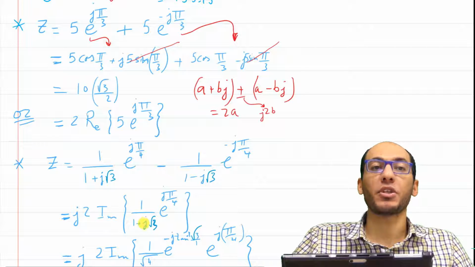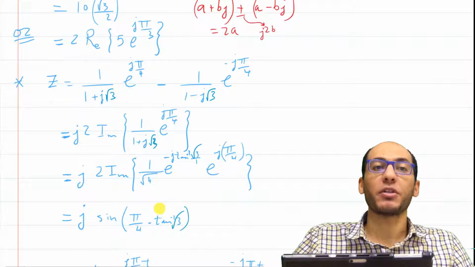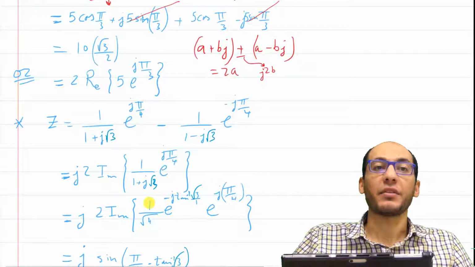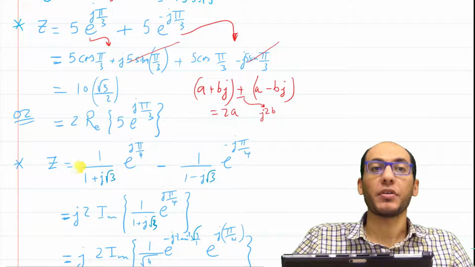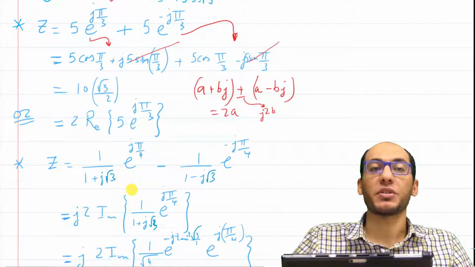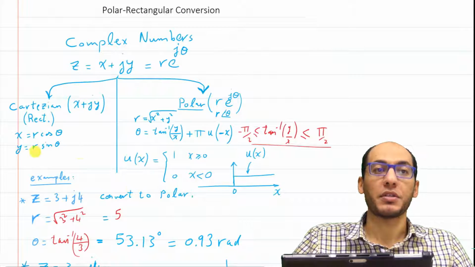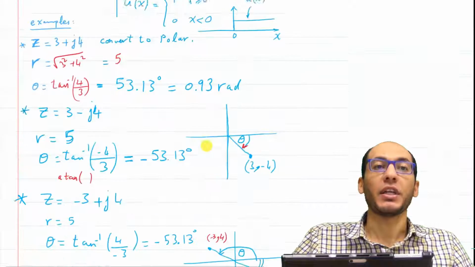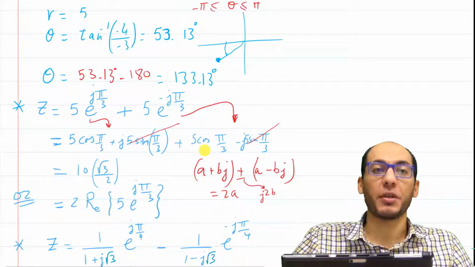Okay? How did I get the imaginary part? The imaginary part is equal to the amplitude multiplied by the sine of theta. The rule says that the imaginary part, which is the y, is r sine theta, the amplitude multiplied by sine theta. Okay, let's get the amplitude and then multiply by sine theta.